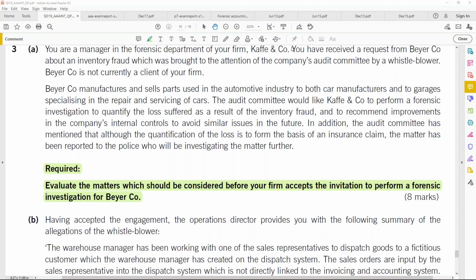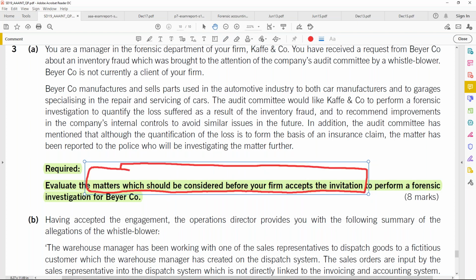In the AAA paper, it could come on any topic. Evaluate the matters which should be considered before your firm accepts the invitation to perform a due diligence investigation. Or perform a fill in the blank. It could be anything, right? But what you should know as a student is the matters to consider before your firm accepts an invitation. As simple as that, whichever service is asked. Matters to consider when your firm is invited to a new audit client. You must have seen a question like that in the past paper.